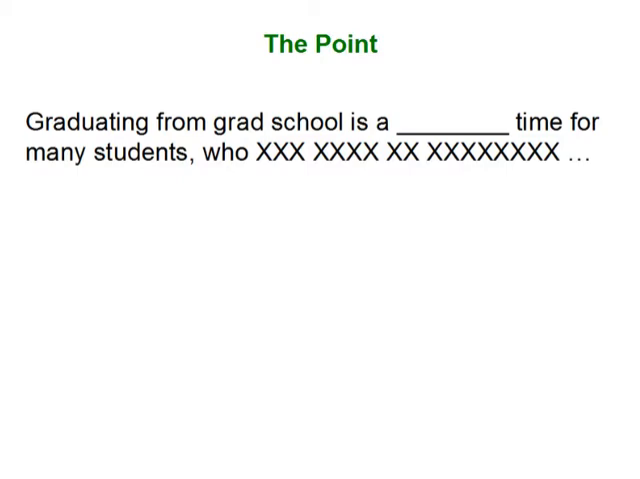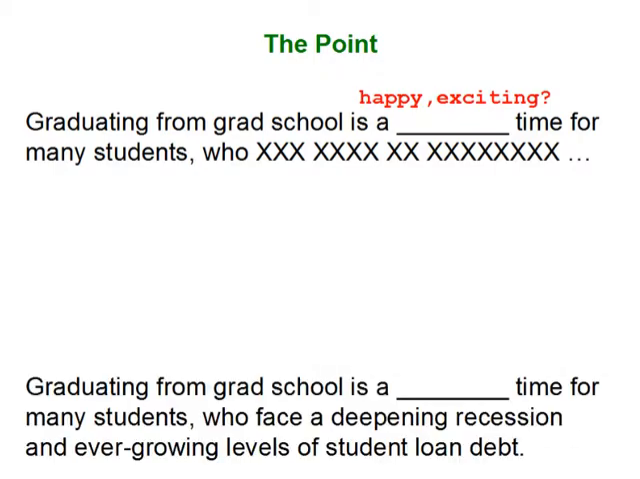And so here, for example, graduating from grad school is a blank time for many students. And all I'm thinking about is how badly I want to be graduating from grad school, and what a relief, how awesome, how exhilarating that must feel. So I might say something like happy or exciting. The problem here is that if I'd read the rest of the sentence, I would see that it's about a recession and growing levels of student loan debt. Hardly things that indicate happiness or excitement. And in light of this, a more proper word for the blank might be something like worrisome or troubling.